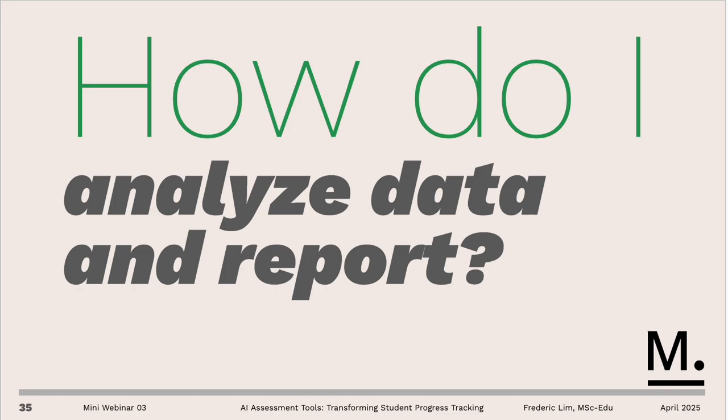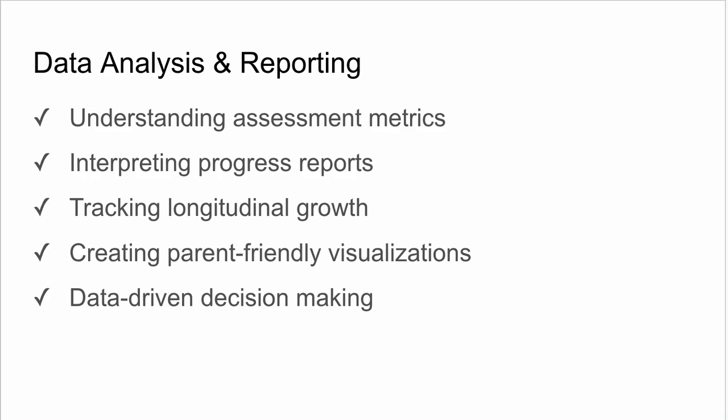How do I analyze data and reports? Well, you can understand the metrics. Each AI tool measures students' performance in different ways. MagicSchool AI shows percentage scores and mastery levels, while ClassPoint AI tracks response time and accuracy. Don't worry about complex statistics. The system provides simple explanations of what each number means and what is considered good progress.